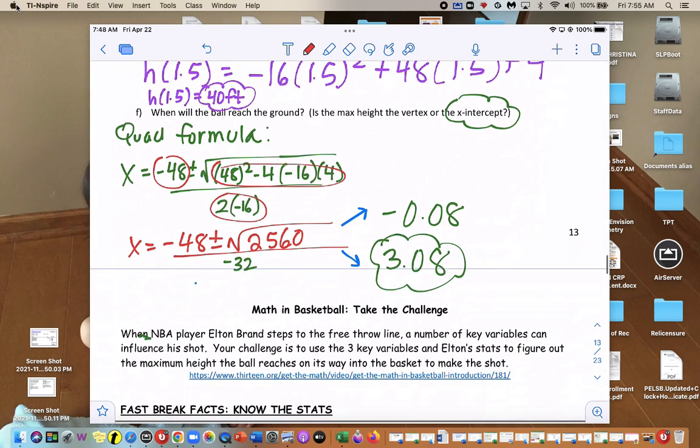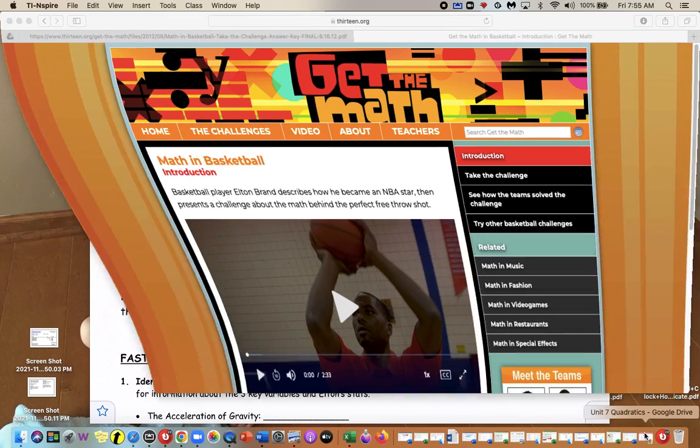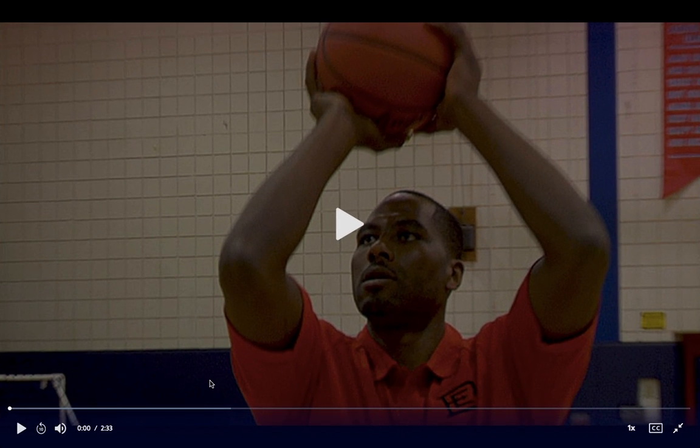Okay, so we're going to take that today and look at it in context. So that was a context problem where the ball hits the ground. Here's another one called Math and Basketball. So we're going to watch the video, and then we're going to calculate Elton Brand's basketball problem. So here's the video.